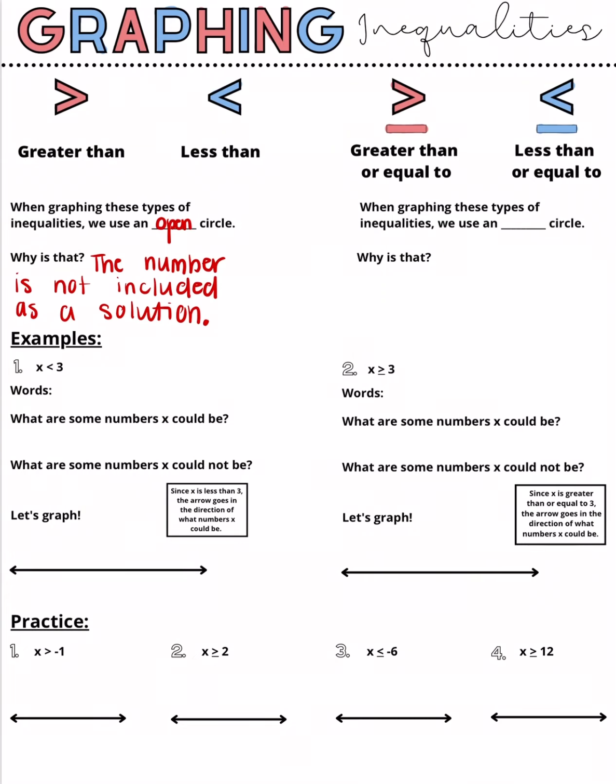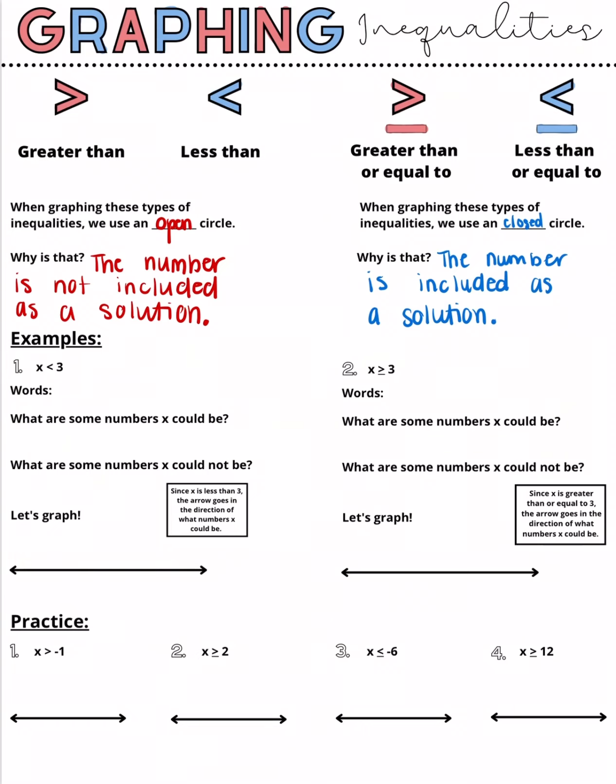Okay, we use greater than or equal to and less than or equal to, and we use a closed circle. And what we mean by closed is it's going to be colored in, filled in. And we do that because the number is included in the inequality, or is included as a solution. So for example, same example, I can say you have to make a 90 or above. Then you can make a 90 and above. So that includes that number. That would be greater than or equal to.